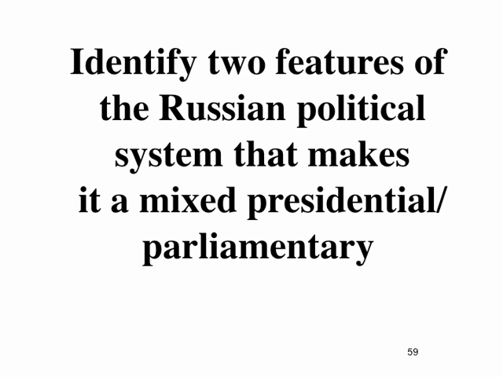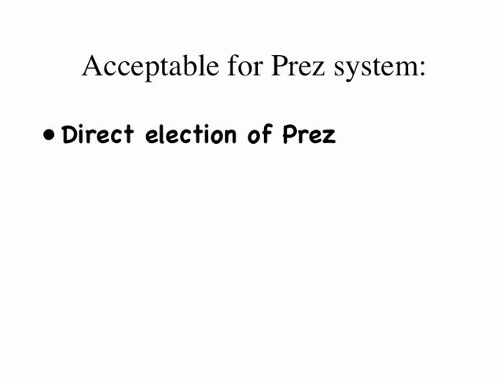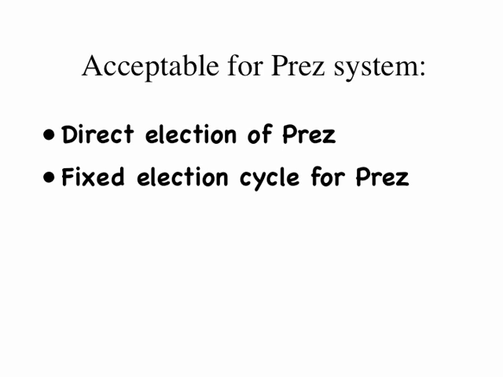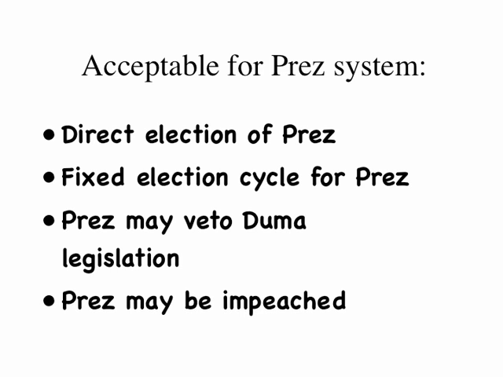So this brings us back to the question that snuck its way earlier into the presentation. Identify 2 features that make Russia mixed presidential and parliamentary. Be a great short answer question, and you would answer it by giving examples of how it's presidential. A couple of simple ones. The president is directly elected. There's a fixed election cycle. It's every 4 years, soon to become every 6 years. The president may veto Duma legislation. That's a classic way that presidential systems work. Presidents can be impeached. However, it's highly unlikely and highly difficult.